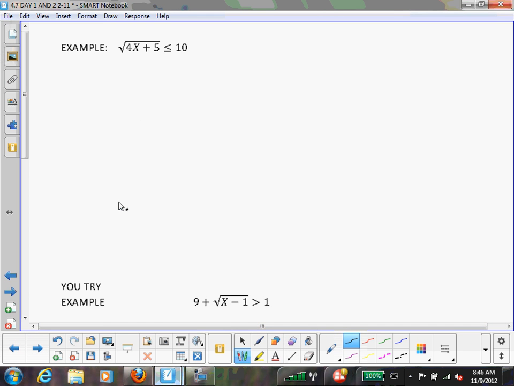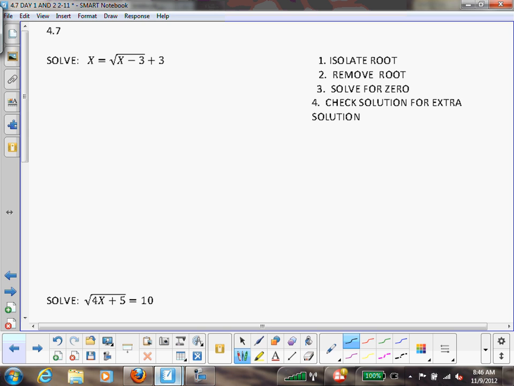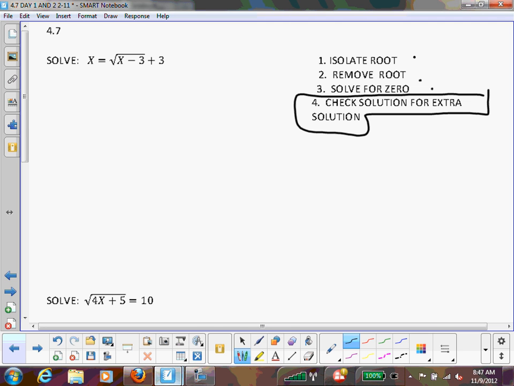4.7. It says day 1 and day 2, but we're just going to. Where do I start? Here we go. Okay. Isolate the root, remove the root, solve for 0. And this one, you did this last year. You always must check with square roots. Square roots are funny. You do not have to check cubic roots, but you do have to check square roots. You did this last year. Okay? So isolate the root.